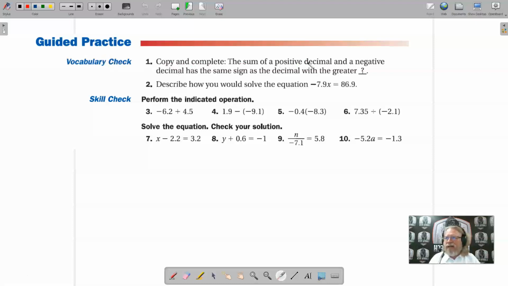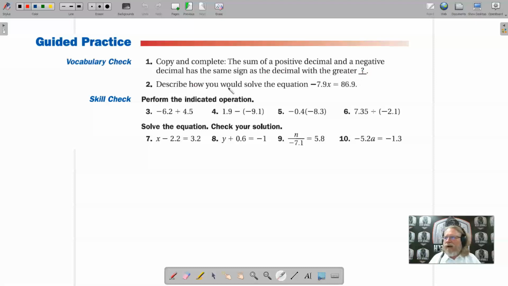The sum of a positive decimal and a negative decimal has the same sign as the decimal with the greater blank. Well, that should be the greater absolute value. Anytime that we are adding a negative and a positive integer or decimal, we would actually end up subtracting, and then the answer would have the same sign as the decimal with the greater absolute value.